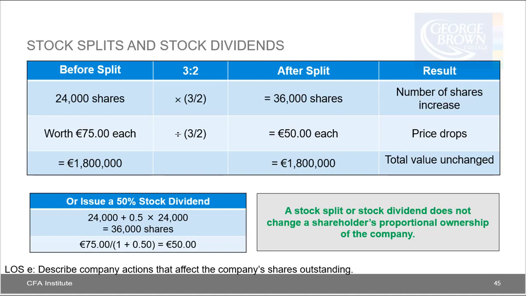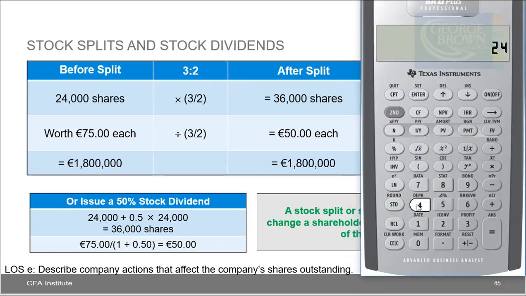A reverse stock split reduces the number of shares outstanding, but does not affect a shareholder's proportional ownership of the company. So this slide is, again, just looking at an example of a company that has 24,000 shares outstanding before a stock split, and they're going to do a stock split where for every 2 shares outstanding, you now have 3, okay? So you can see if I just bring up the calculator here, there's 24,000 shares initially outstanding, 3 shares for every 2, so times 3 divided by 2, we're going to have 36,000 shares outstanding after the split.